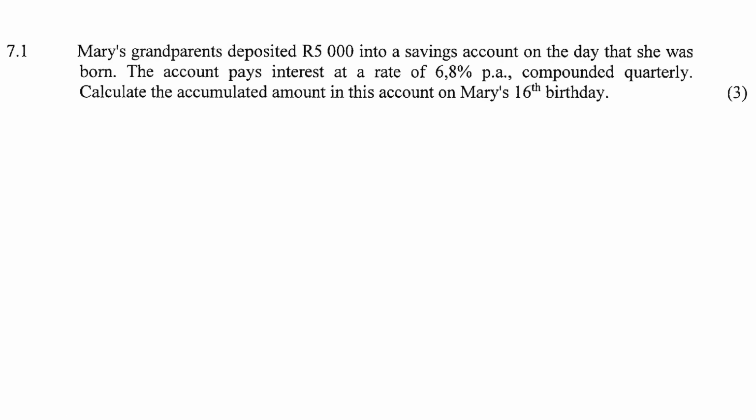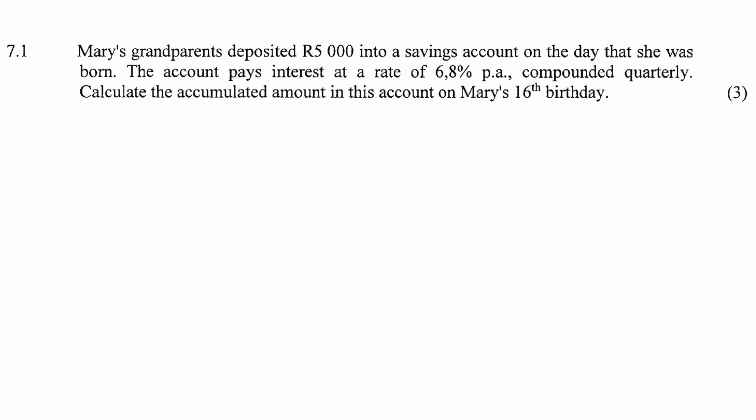That's a good question. Mary's grandparents deposited 5,000 Rand into a savings account on the day that she was born. The account pays interest at a rate of that, compounded quarterly. Calculate the accumulated amount. All right. So if you are a grade 12, don't use present or future value formulas for this. This is a grade 11 question.